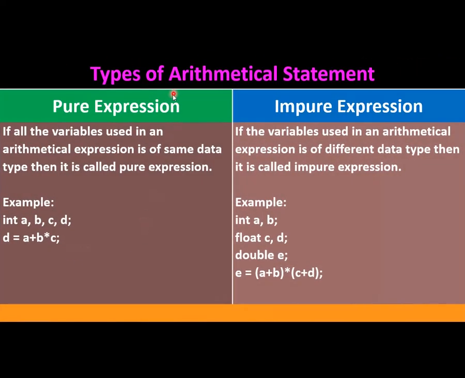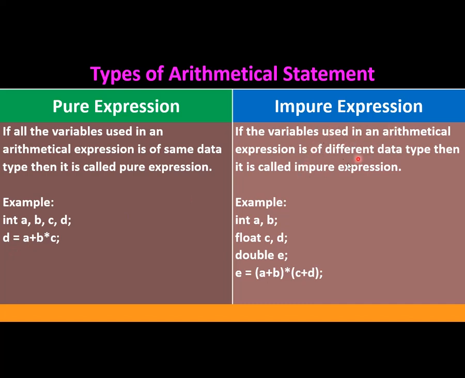Next is types of arithmetical statement. So there are two types, one is pure expression and another is impure expression. So pure expression means if in an expression all the variables are of same data type, then it is called pure expression. Example, int a, b, c, d. So all the variables are of one type, that is int. Now d = a + b * c. So now it is a pure expression.